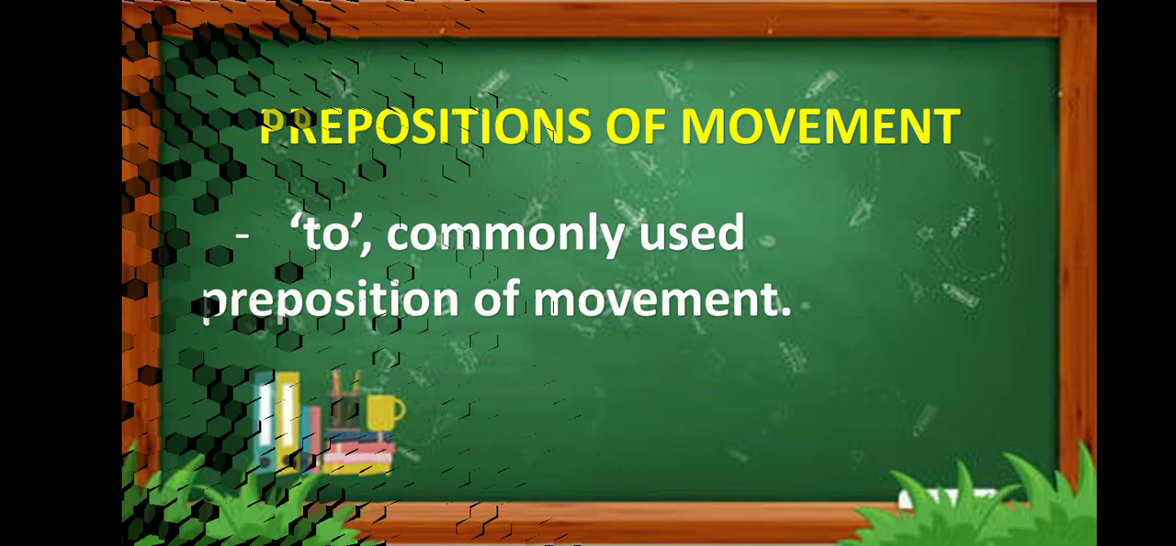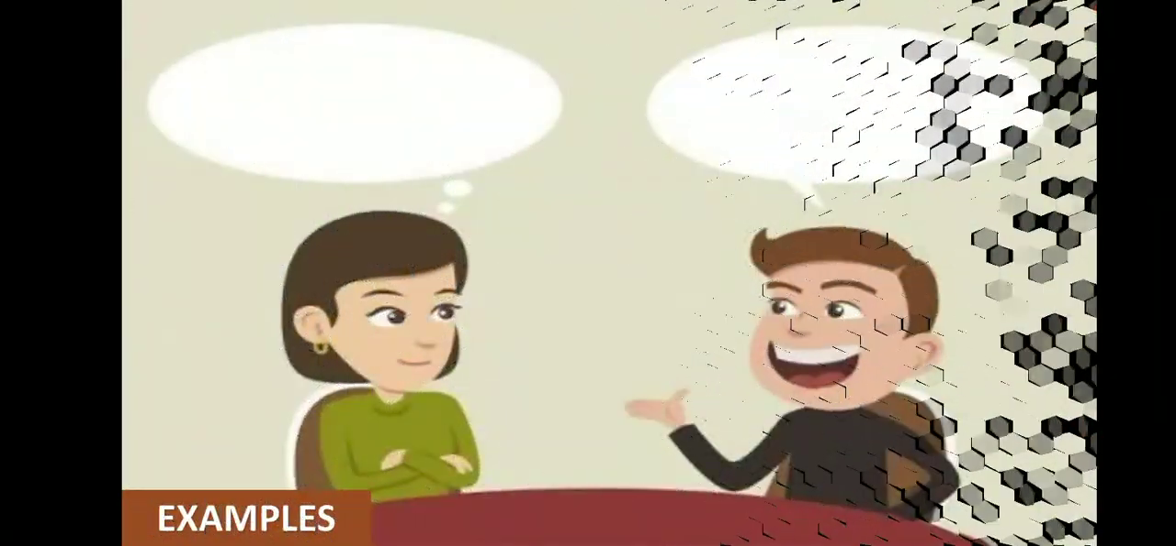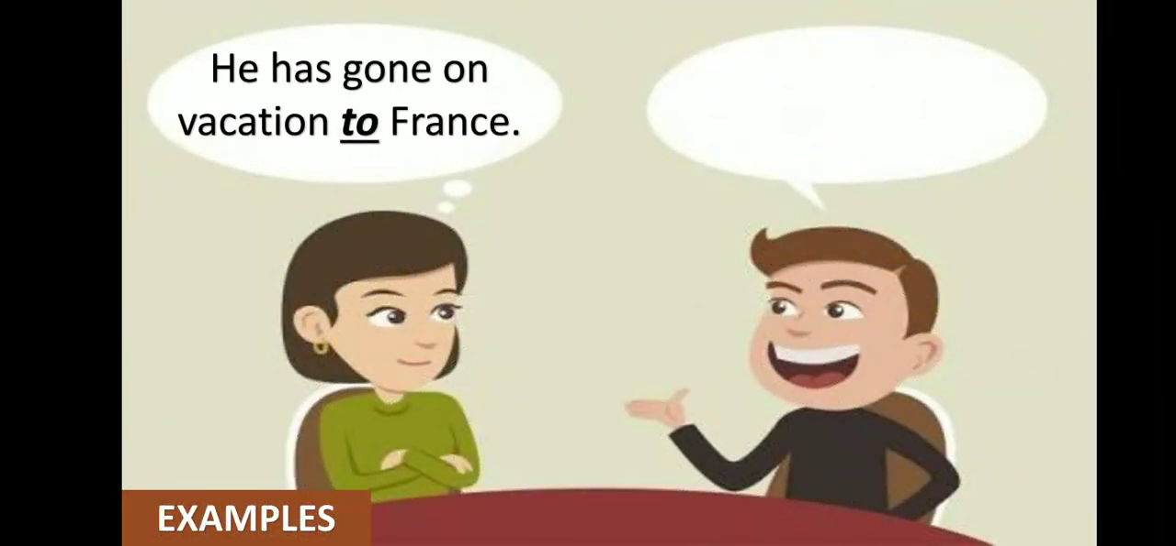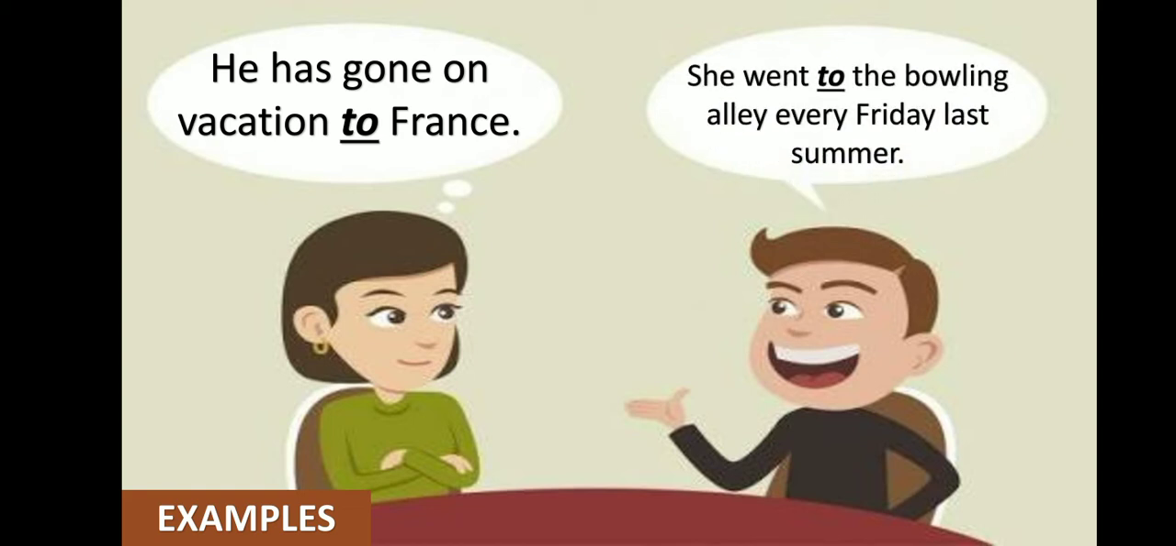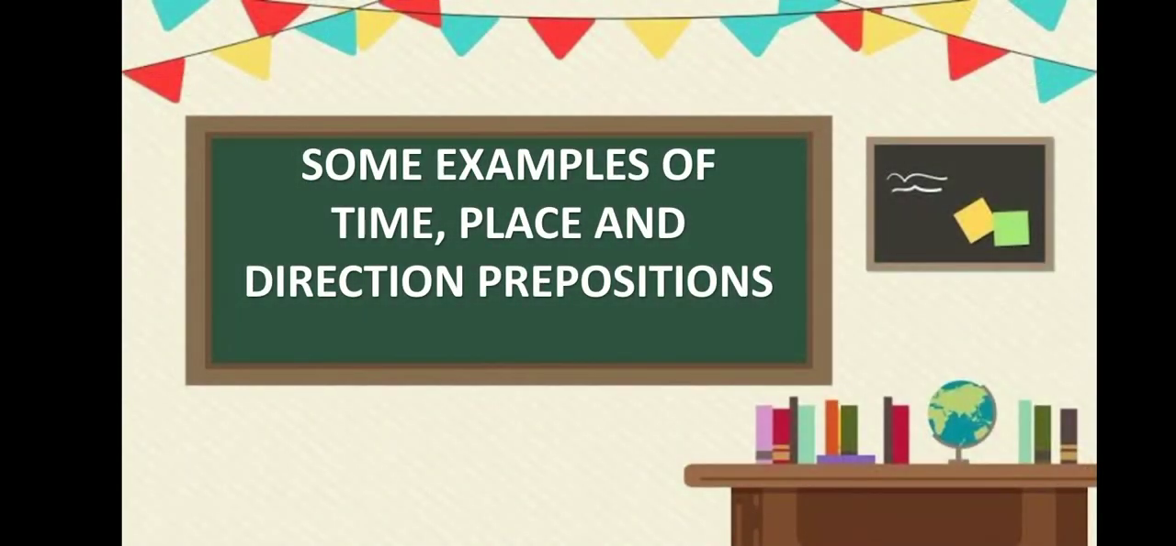For example, he has gone on vacation to France. She went to the bowling alley last Friday, last summer. So there are some examples of time, place, and direction prepositions.